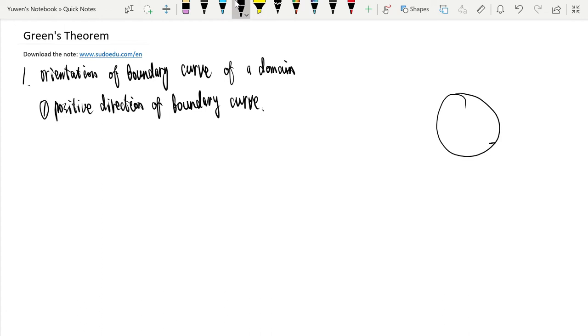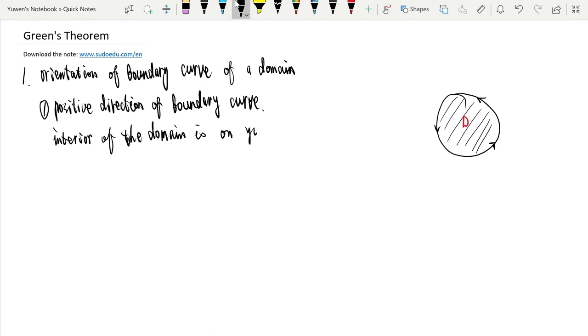That is, when we walk along the curve, the interior of this domain is still on your left. That is, the interior of the domain is on your left if you walk along the boundary curve. That's the positive direction of the boundary curve.